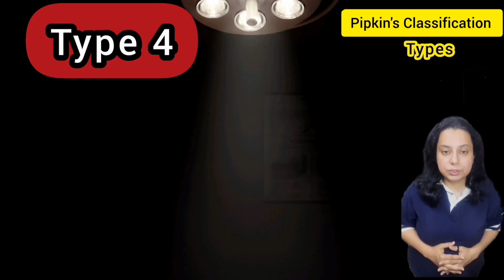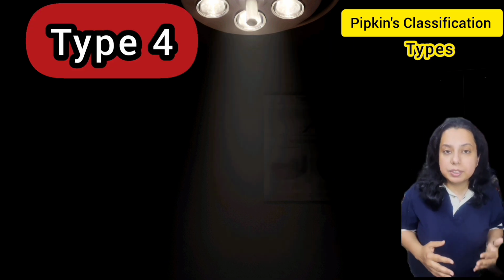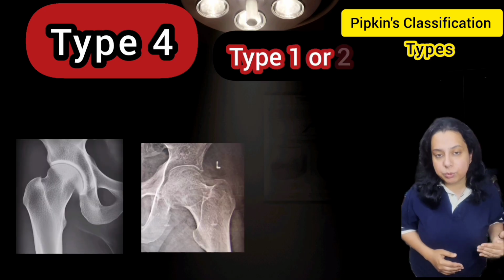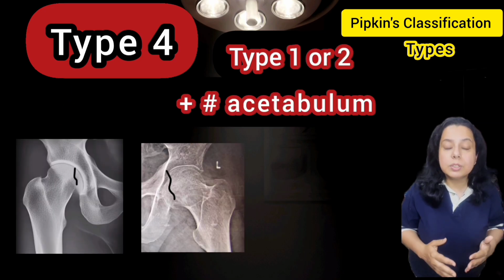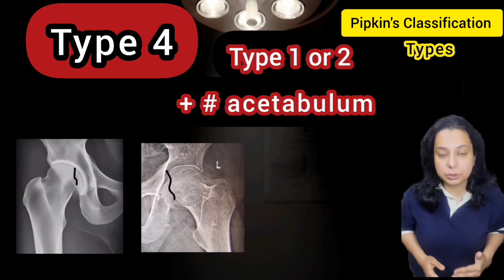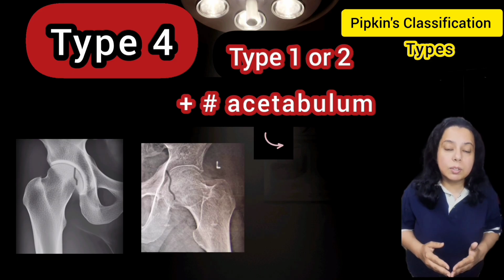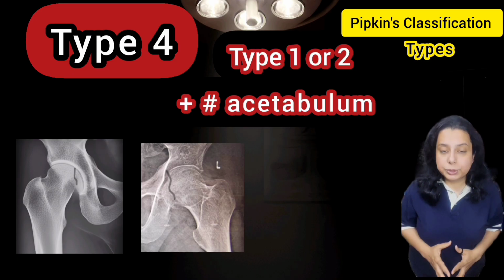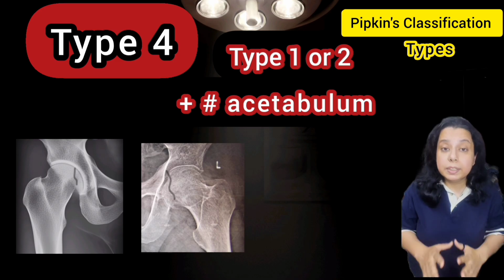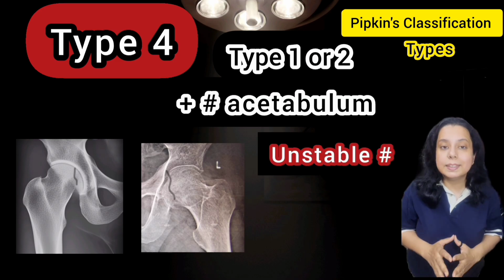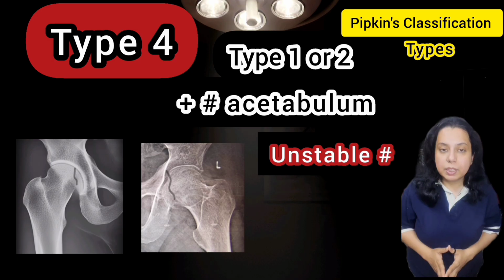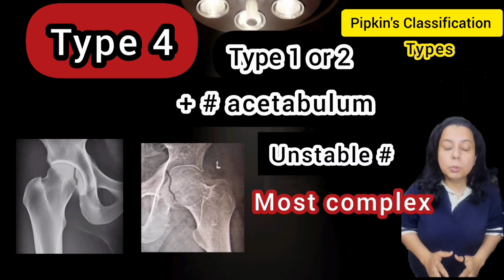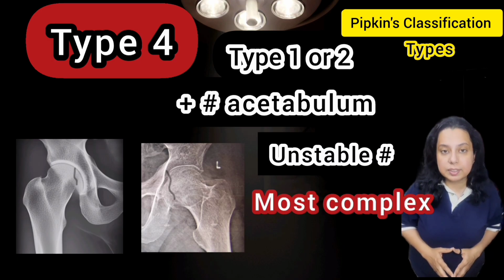Type 4 fractures. Now, type 4 fractures involve a type 1 or type 2 femoral head fracture with an associated acetabular fracture. Typically, this will involve the posterior rim of the acetabulum. Since the ball and socket joint itself is completely disrupted, this is an unstable fracture pattern. And this is by far the most complex injury in Pipkin's classification.